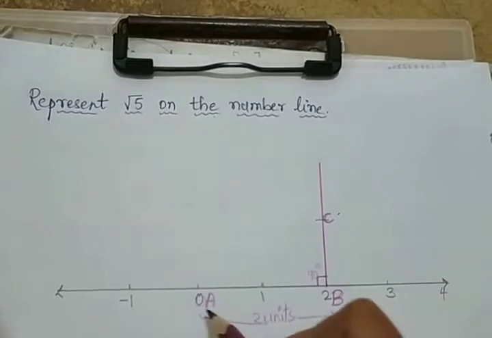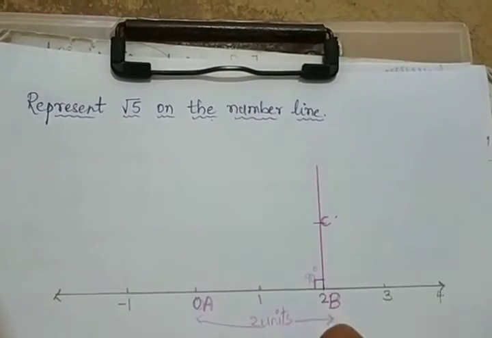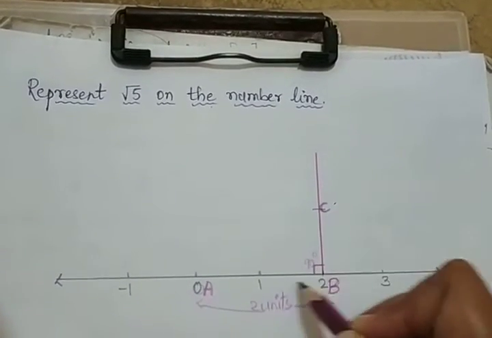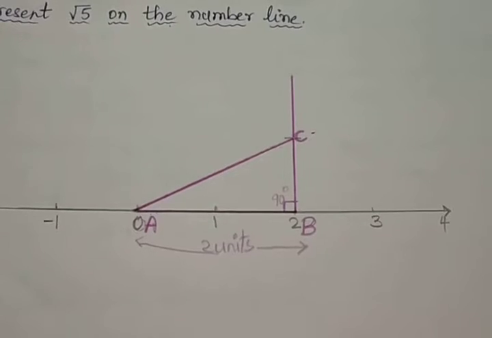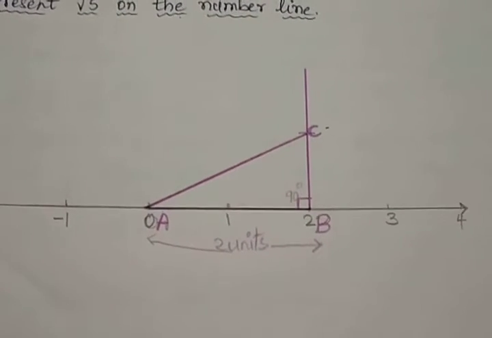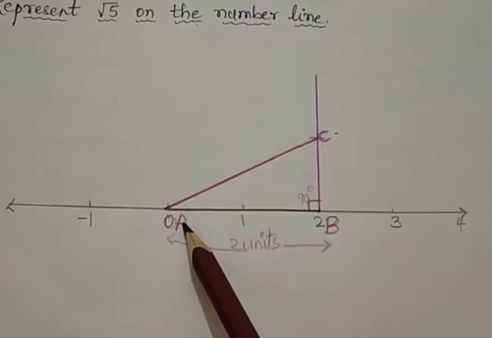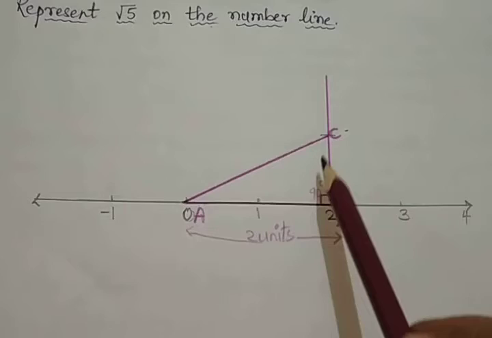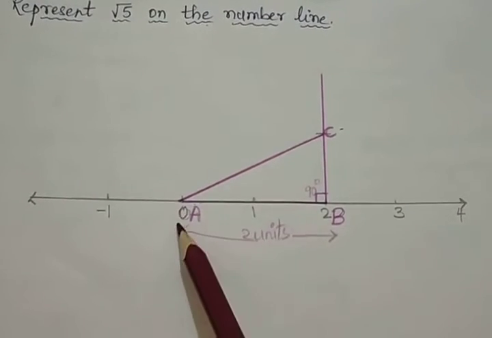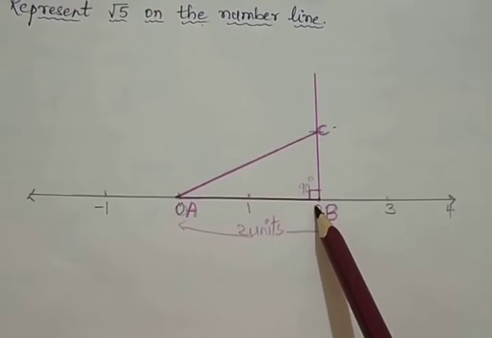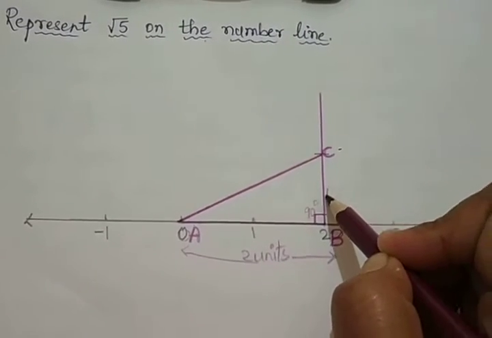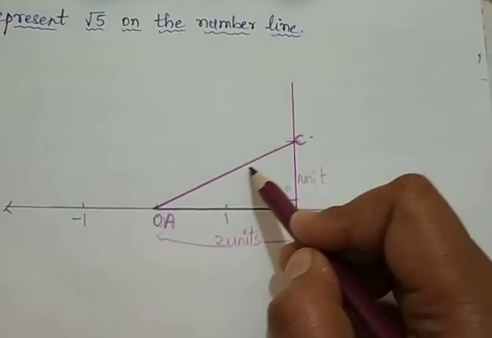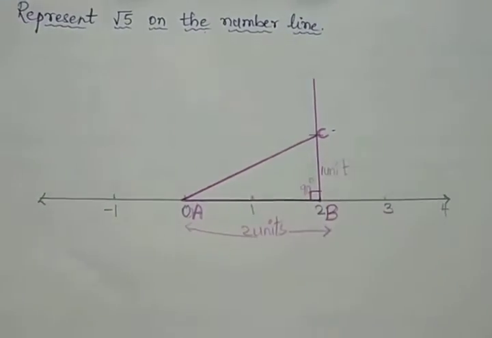Now you see that we have got A, B, C. If we join A to C, we will get a right angled triangle. So let us join A to C. Now you can observe that triangle ABC is a right angle triangle. This is 90 degree. This side is called the hypotenuse. AB is the base and BC is the perpendicular, and the length of BC is 1 unit. Now we will find the length of AC, that is the hypotenuse, using Pythagoras theorem.